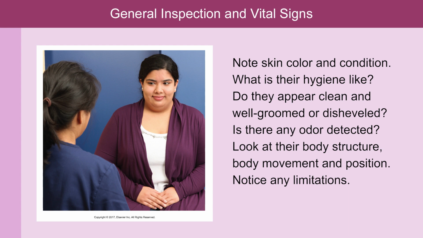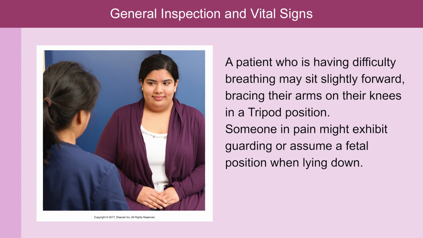What is their hygiene like? Do they appear clean and well-groomed or disheveled? Is there any odor detected? Look at their body structure, body movement, and position, and notice any limitations there. A patient who is having difficulty breathing may sit slightly forward, bracing the arms on his or her knees in tripod position. If someone is in pain, they might exhibit guarding or they might assume a fetal position when lying down.